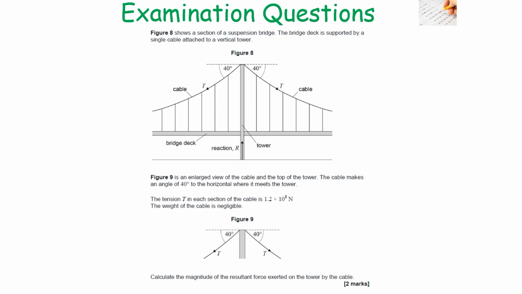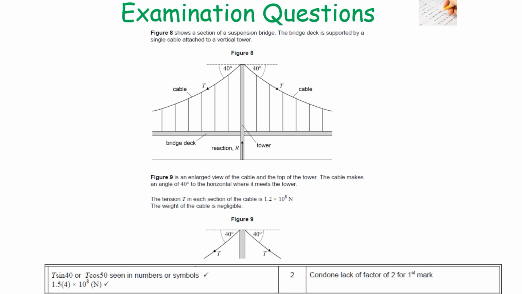Now you'll notice that we're going to have to work out the component, because if we look at the question we need to be thinking about the vertical, because the tower is in the vertical of the cable, so it needs to be the vertical component of the force acting on the cable. So therefore we can do either T sin 40 or T cos 50 and work out our answer to be 1.5 times 10 to the 8 newtons.